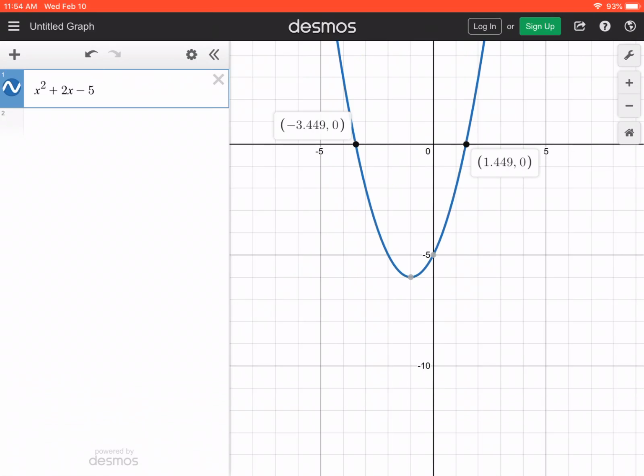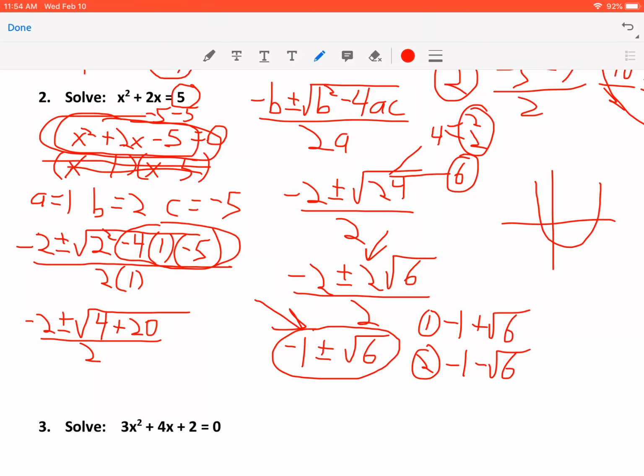And that's what I'm talking about. You don't get good numbers, you get decimals. All right, so if you can't factor it, it means you're going to get some type of decimal when it hits the x-axis. All right, and those would be the 2 decimal answers. Let's go to the last one.